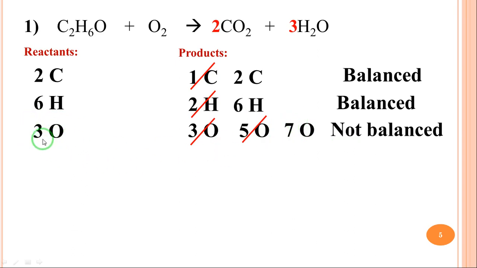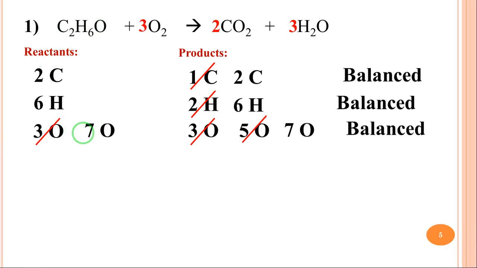We have to balance the number of oxygen before and after the arrow. So you just add 3 here in front of O2. So we have 3 times 2, 6 oxygen atoms plus 1 coming from C2H6O. So we will have 7 oxygen atoms in the reactant side. So we can say now that they are balanced.